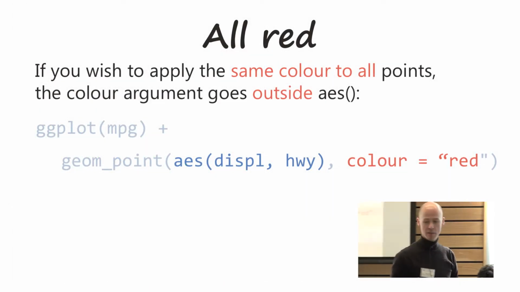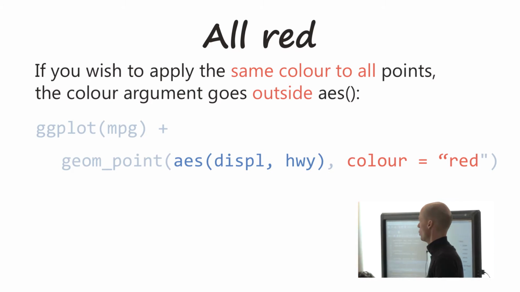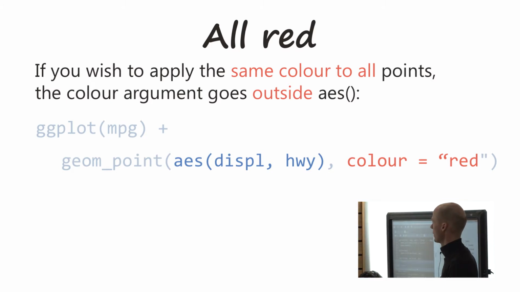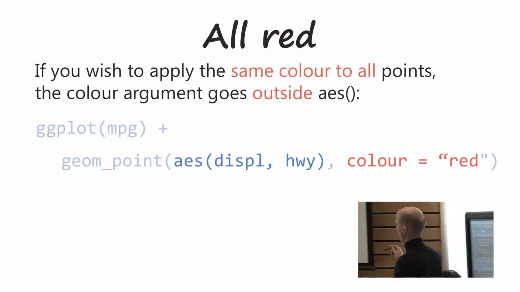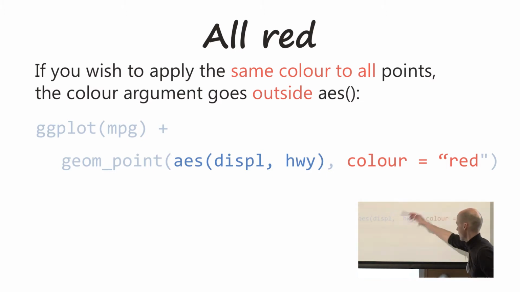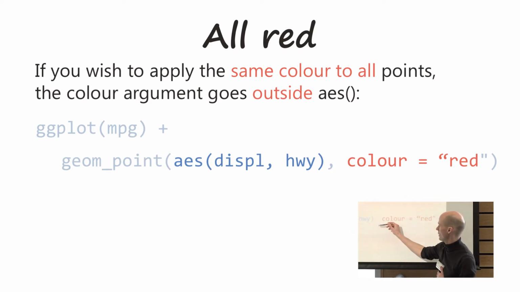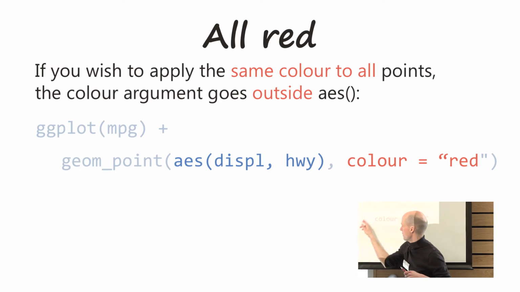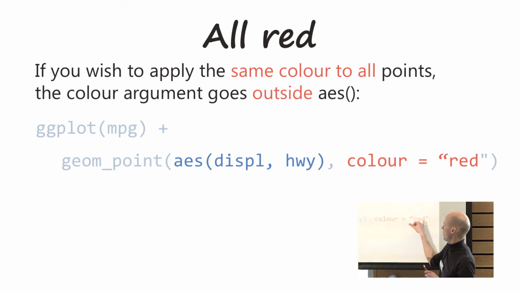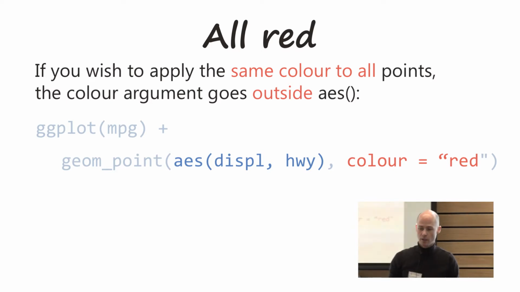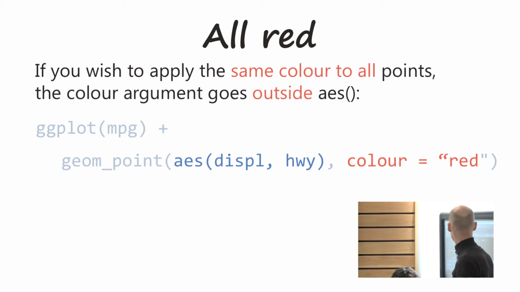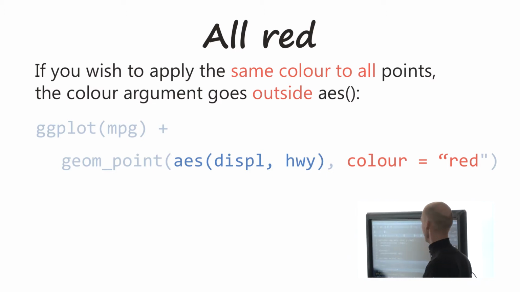I must mention, if you wanted to apply the same colour to all the points, then the colour argument would go outside the aesthetic function. So here we've only got x and y inside the aesthetic, and then we've got a comma because that's the first part of the geom_point function, and the second part is this colour red, and that would colour all the points red, and it wouldn't give you a legend.